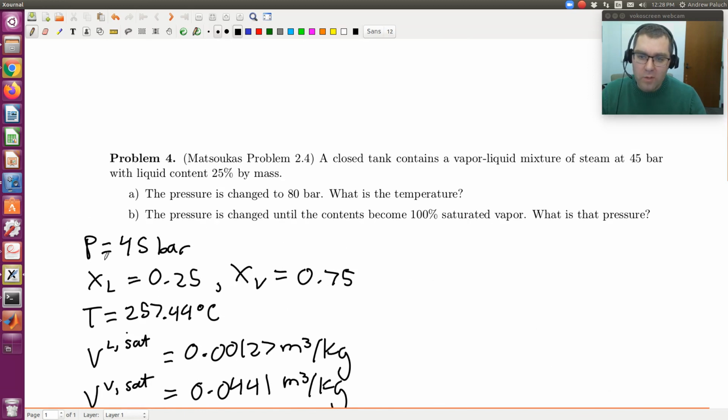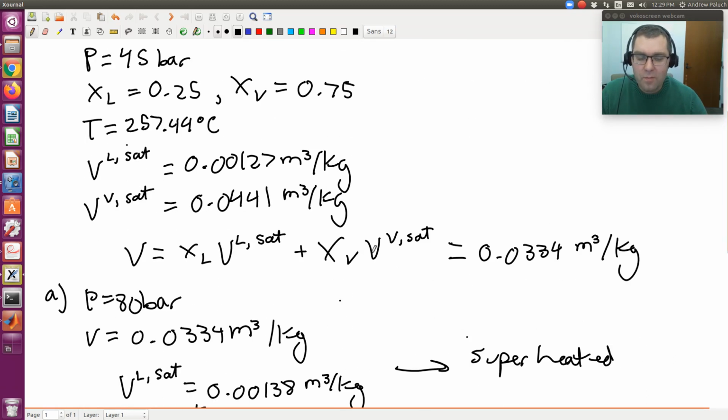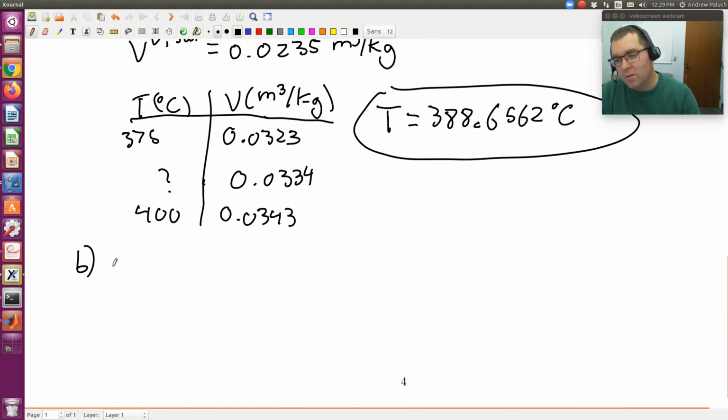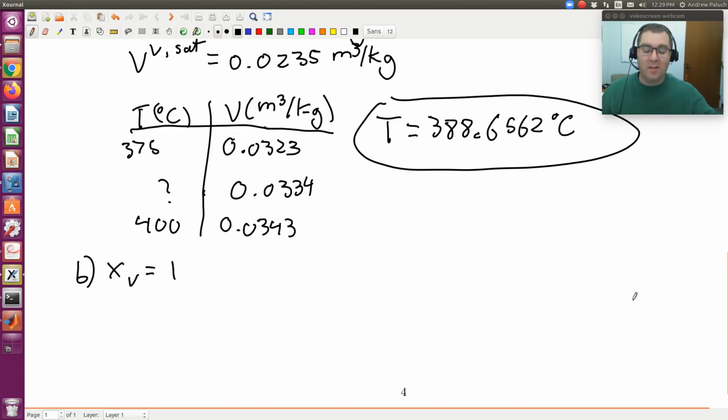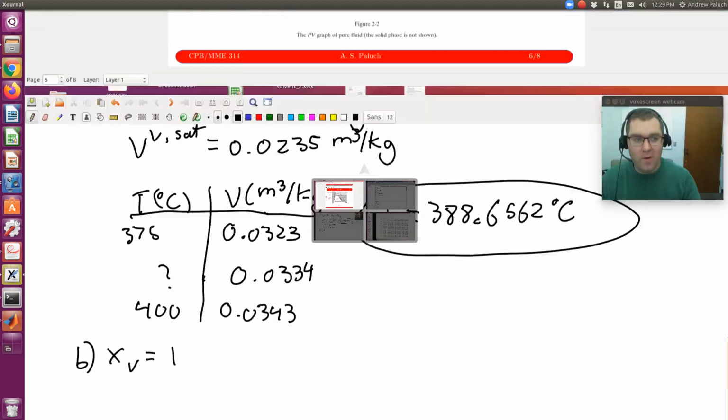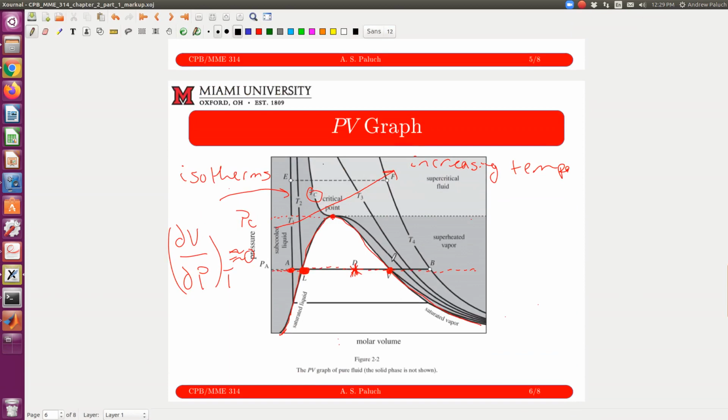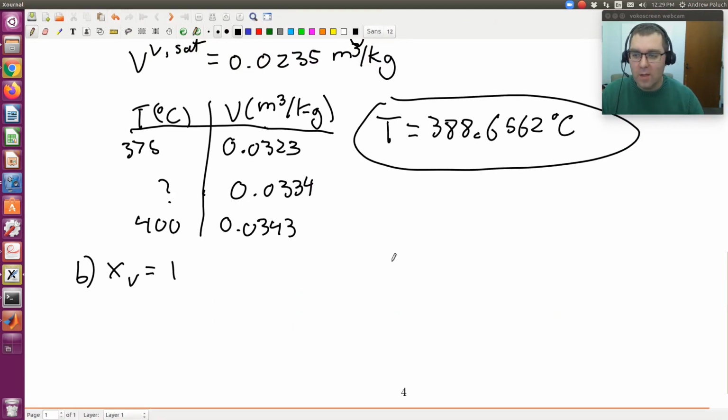Now B. We're told the pressure's changed until the contents become 100% saturated vapor. What is the pressure? So now we have 100% saturated vapor, so x_v, my quality, is going to be 1. It's at vapor-liquid coexistence, it's just that we're all vapor. We're at the right edge of that PV phase diagram, and we want to know what the corresponding pressure is.